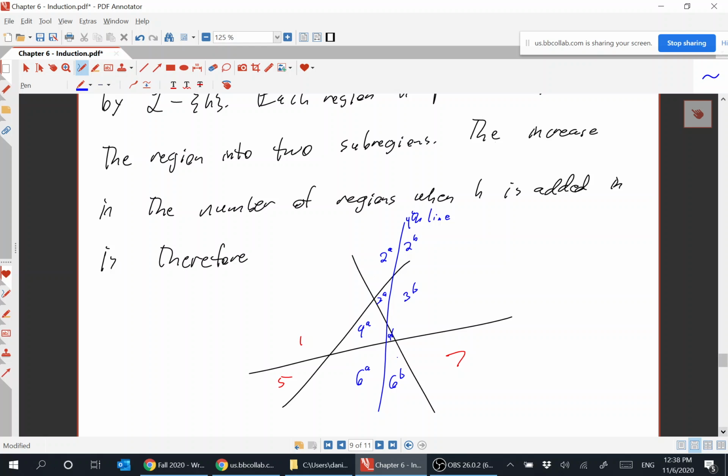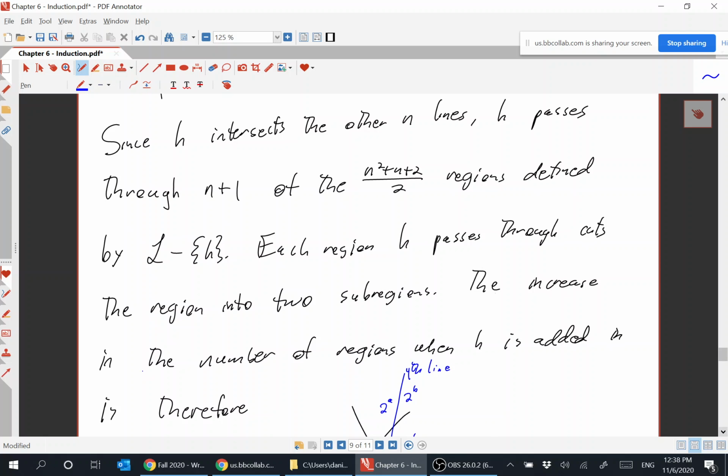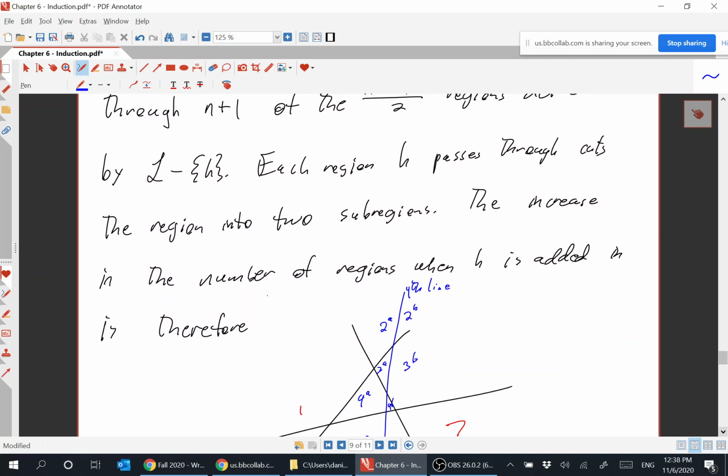We cut through n plus 1 regions. The number of regions increases by n plus 1. Yeah, that's what I've been saying this whole time. Right, but the quantity we're looking for is n plus 1.